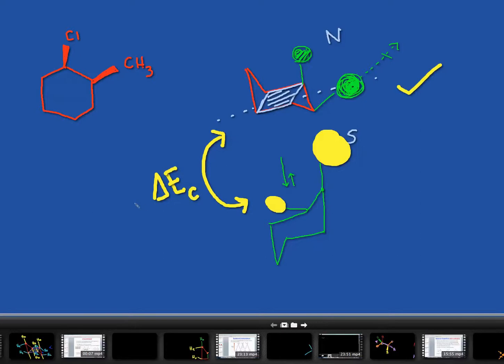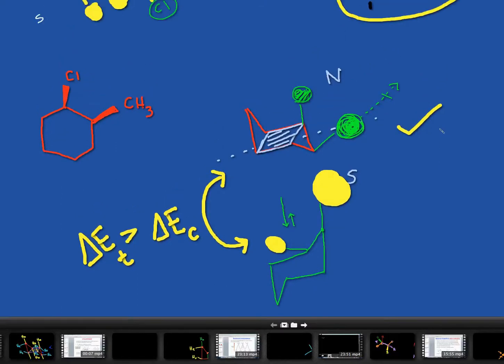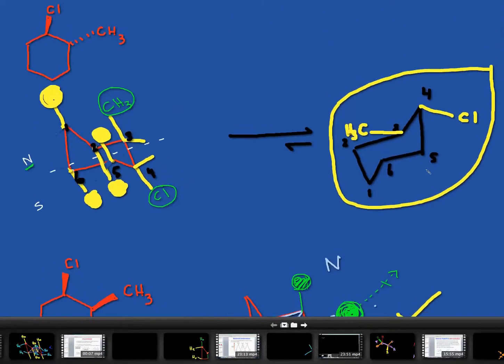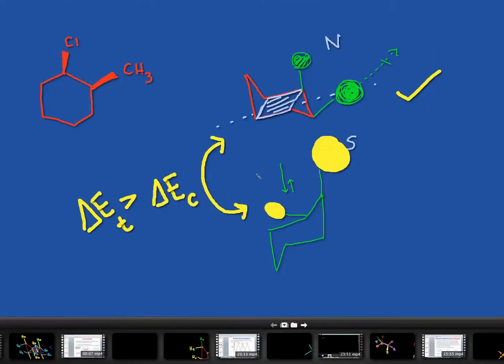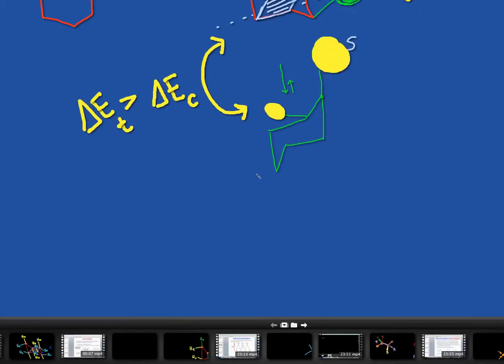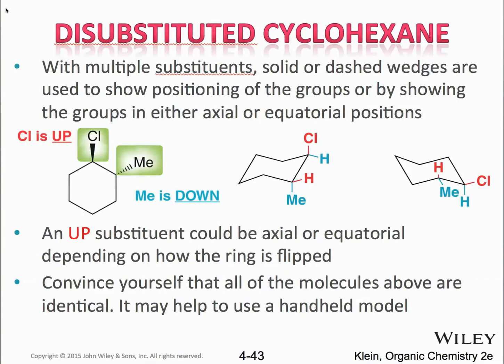So I'm going to call this the cis. Then the delta E of the trans, because in the trans you got one clear winner. The diequatorial is more stable than the diaxial. Let's take a closer look at some molecular models, because I really want you to be convinced that this is a true phenomenon.